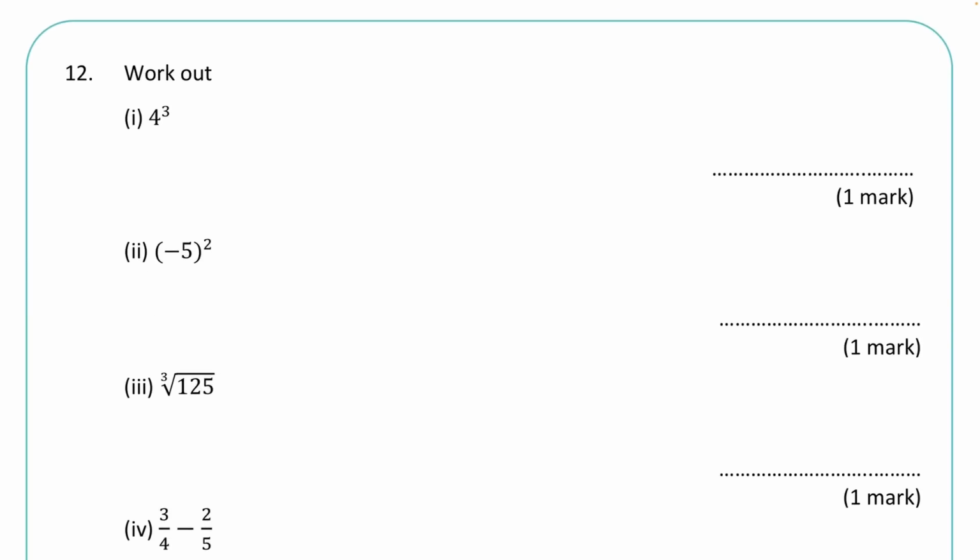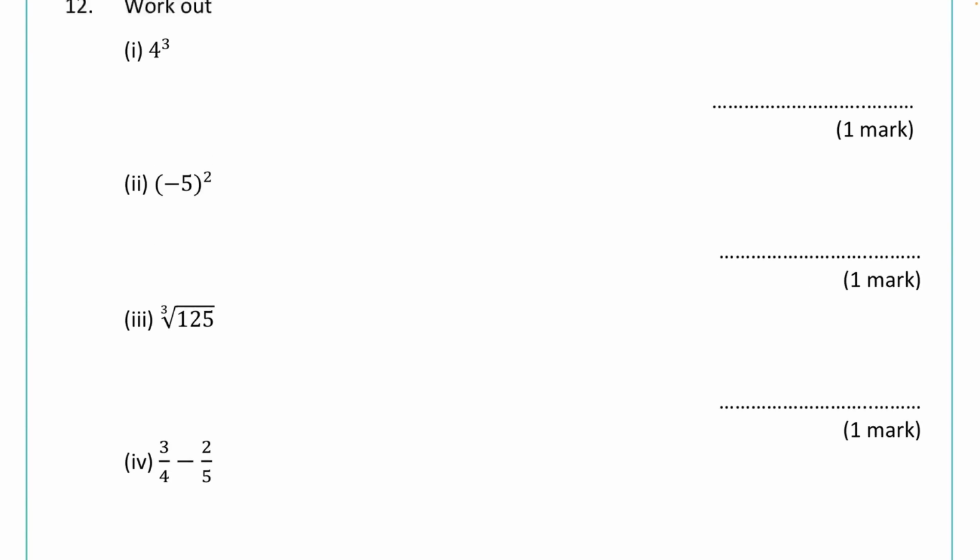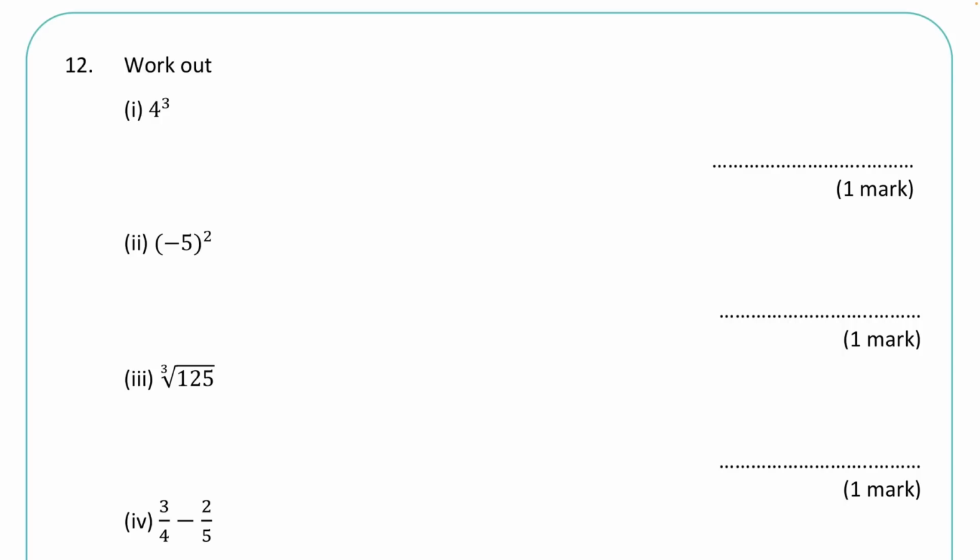Now for question 12, we've got some powers and roots and some fractions down there. For part 1, we have 4 to the power of 3, which is 4 times 4 times 4. 4 times 4 is 16, and 16 times 4 is 64. And there we go, there's our first one, dealing with a power of 3.